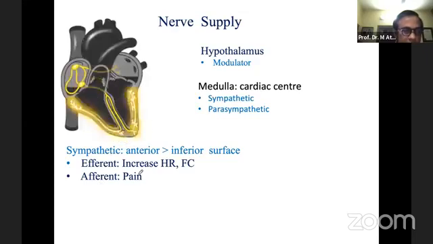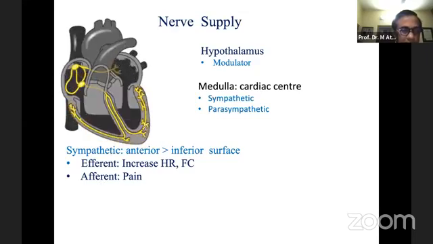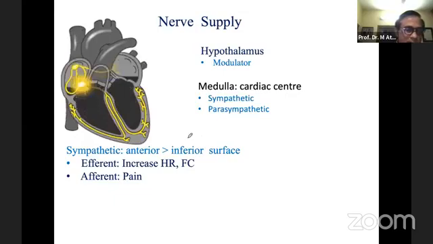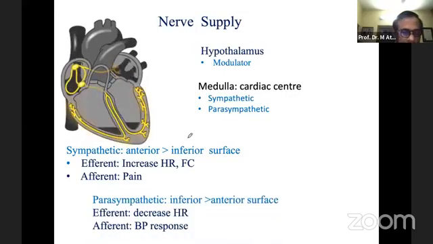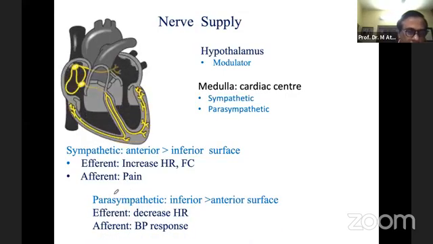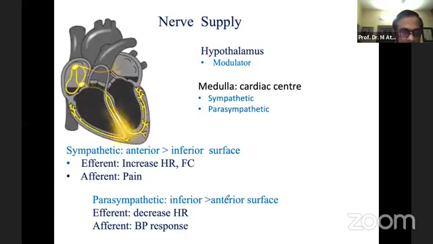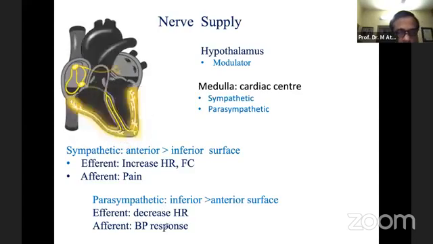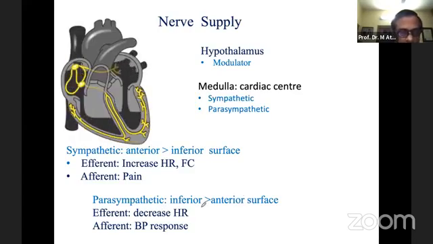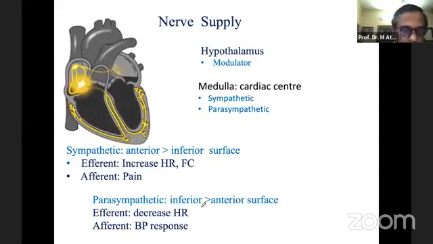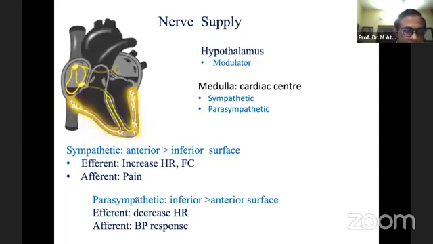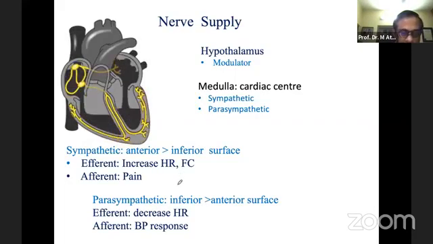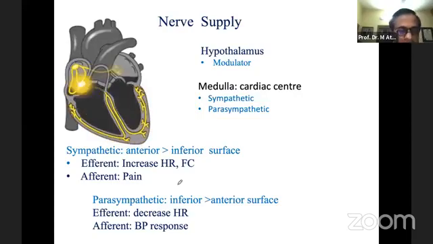And this is the region where, when there is an anterior infarction, the heart rate is increased, and that is responsible for VT and VF. On the contrary, the posterior surface is predominantly supplied by the parasympathetic nerve, and this is the region where, when there is an inferior infarction, the heart rate and the blood pressure are reduced, and so there are different kinds of heart block. So there are variations of the sympathetic and parasympathetic on the anterior and the inferior surface, and this is responsible for different kinds of arrhythmias in different situations.